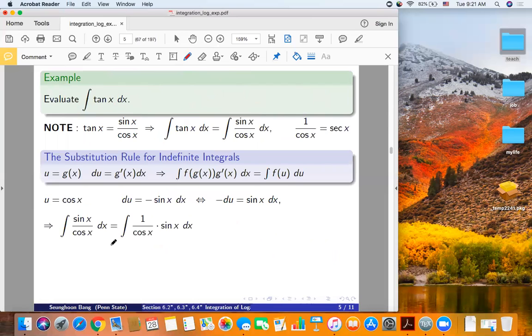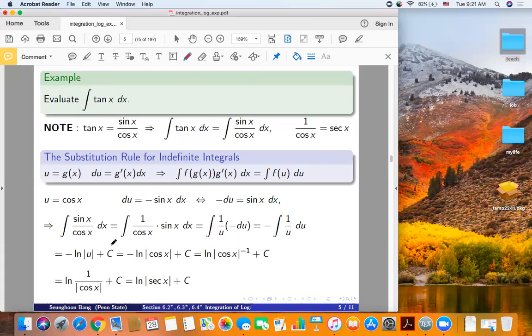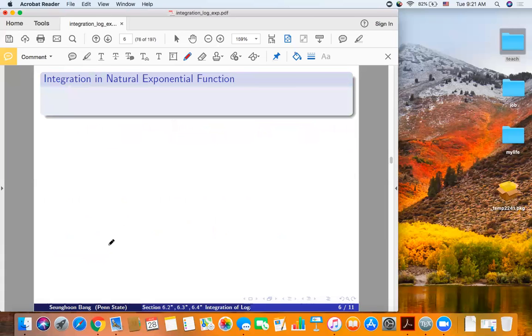Integral in natural exponential function, similar. What is the derivative of e to the x? Do you remember? What is the answer? Yeah, e to the x is right. Yes, thank you. e to the x. So the integral of e to the x is itself, e to the x plus c, right?